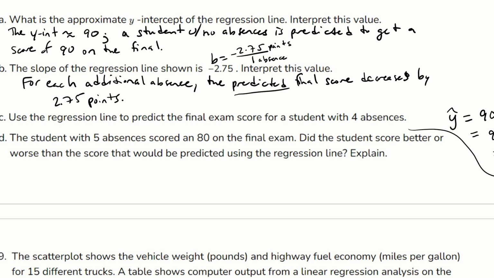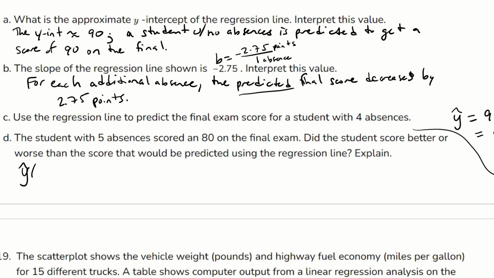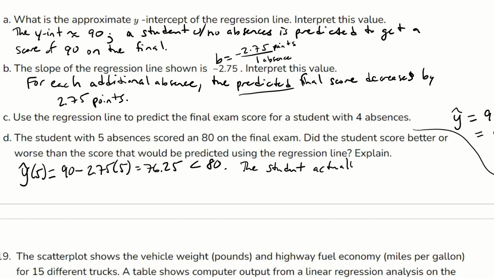You can also use the regression line to calculate that. So we can say y hat of 5 absences is equal to 90 minus 2.75 times 5. If we calculate that, we would get 76.25, which is less than 80, which means that the student actually scored higher than what was predicted.